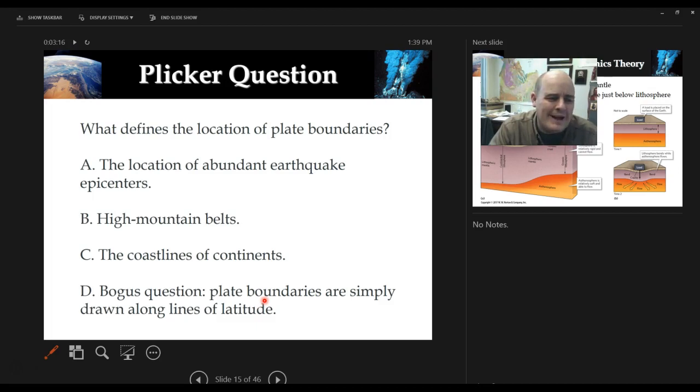And so the real answer here is either A or B. Okay, so remember topography, volcanoes, location of earthquakes, all of these did help us to delineate where the plate boundary is. Now the closest plate boundary to us, if we went east, would actually be the Mid-Atlantic ridge, which is in the middle of the Atlantic Ocean.